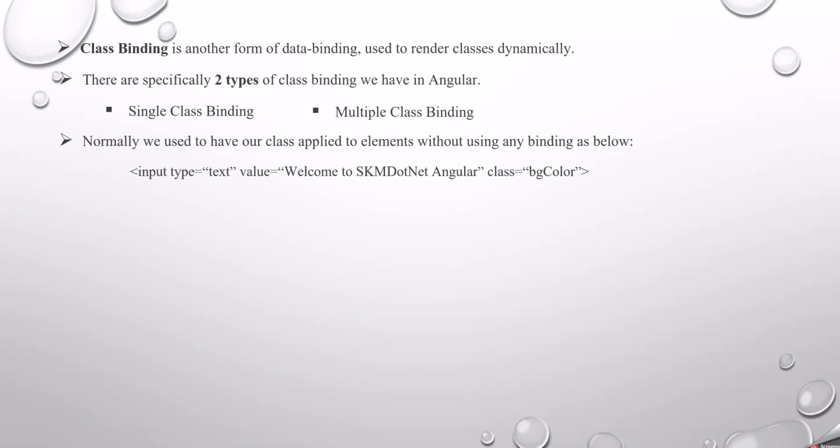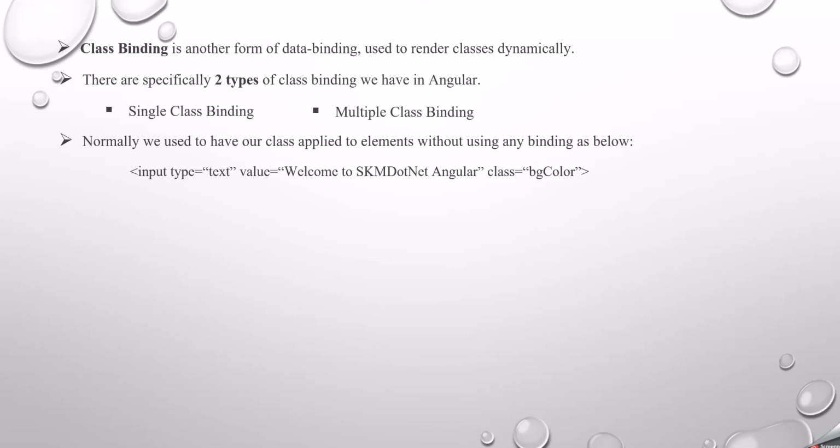Now, how does class binding come into the picture? Let's suppose there is a scenario where you have to bind dynamically based on some conditions. We are talking about dynamic decision making based on the requirement. If this is the condition, or based on a value check, I have to decorate with some styles. That is what we are talking about here, and in Angular it is called class binding.